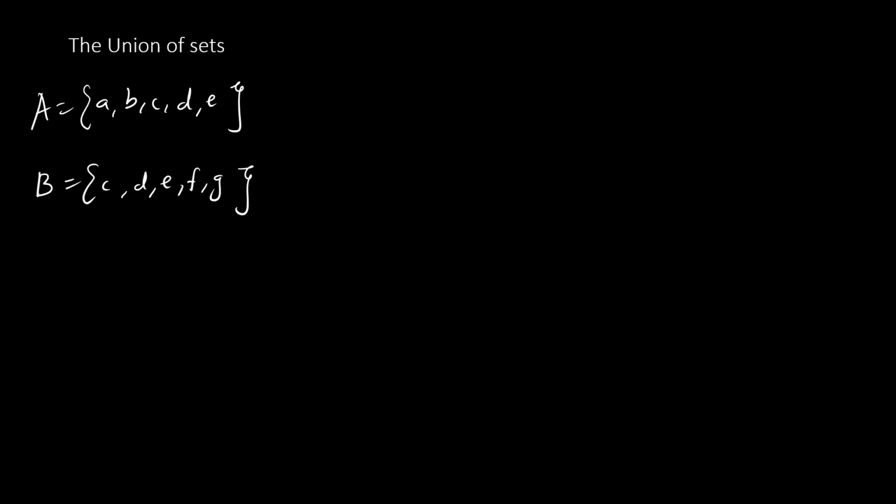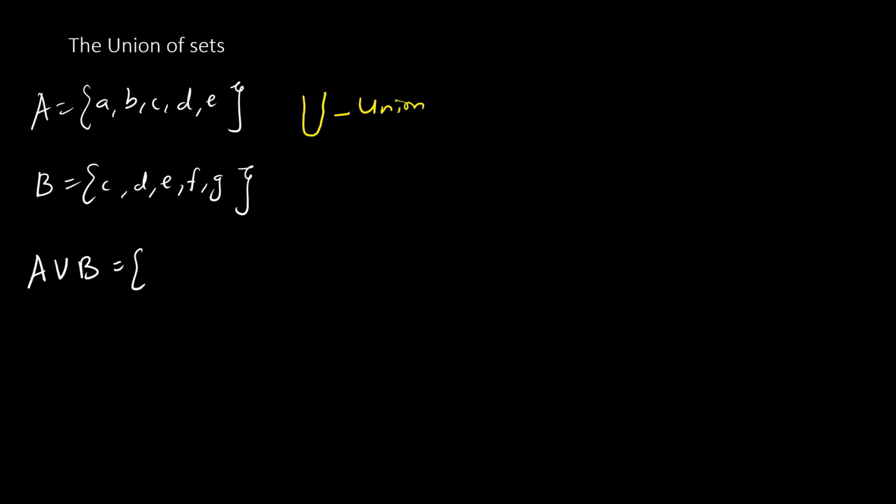For example, we have set A to be equal to A, B, C, D, and E, just like we saw in the previous example, and we have set B to be equal to C, D, E, F, and G. Before we proceed, let's look at the symbol to represent union. This is quite easy to remember because union is just like U, U for union. It's not exactly the letter U, but it looks like U, just like this. So to write out the elements of A union B.